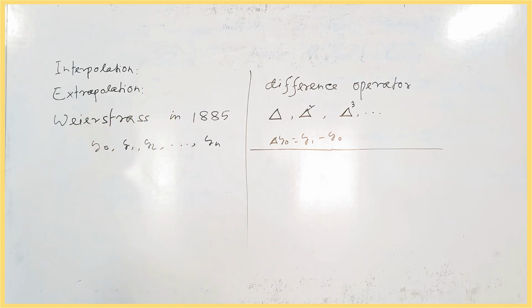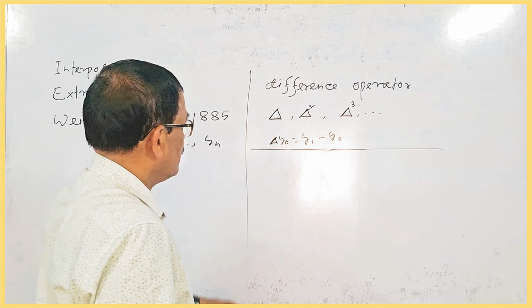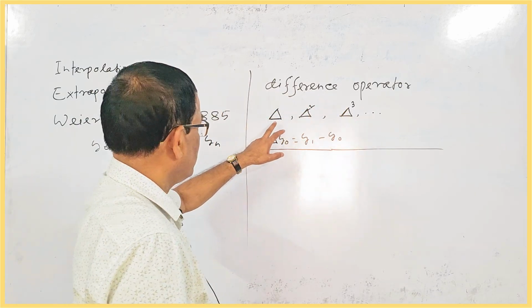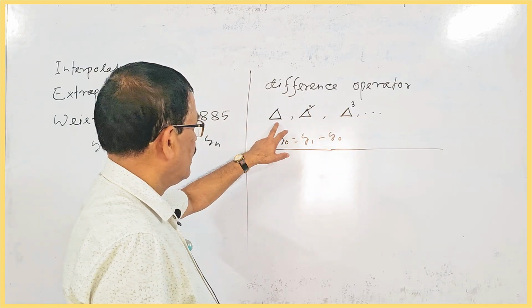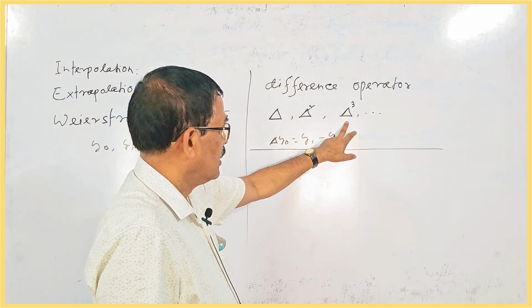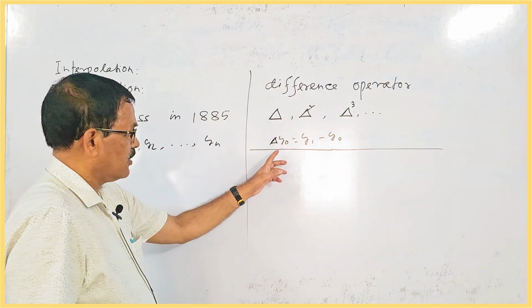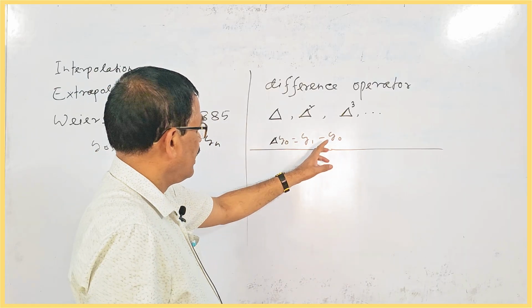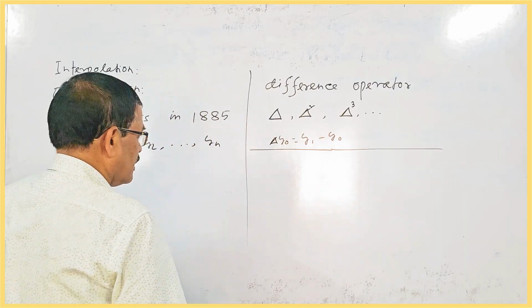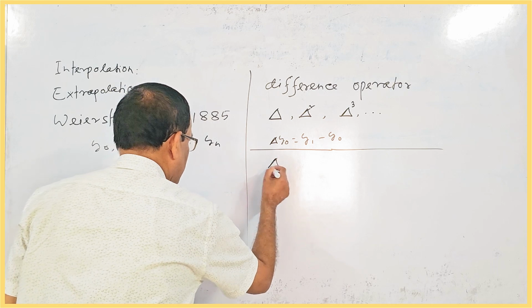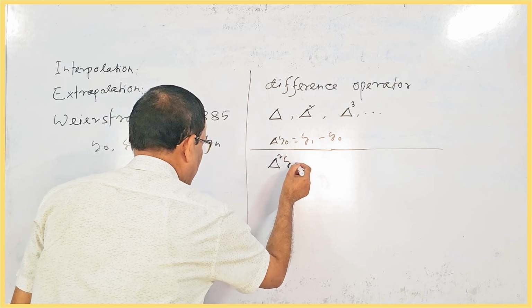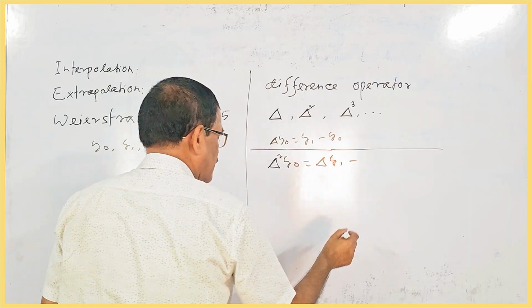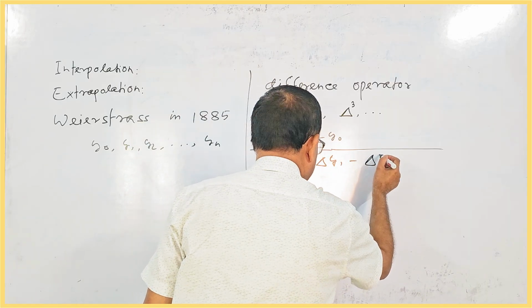Next, I will define some operators. These are the difference operators. Say it is denoted by delta, read as delta, and delta square, delta cube, etc. So what is delta y0? Delta y0 is defined as y1 minus y0. Similarly, I can define delta square y0, delta square y0 equal to delta y1 minus delta y0.